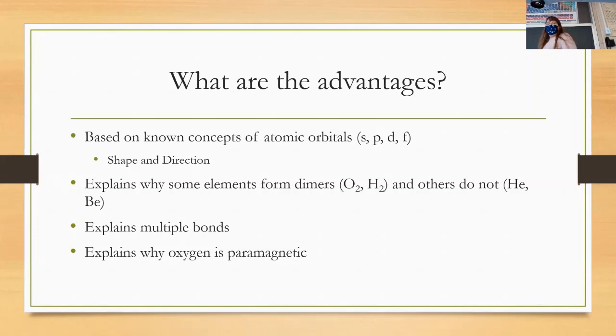This also is going to explain why some elements form dimers. So we have diatomic elements like hydrogen and oxygen, and others do not, like helium and beryllium. Just like with dot structures, it's going to explain multiple bonds. So all of our models do pretty well with multiple bonds, but it's going to do something that none of our other models have done thus far. It is going to explain to us why oxygen is paramagnetic.